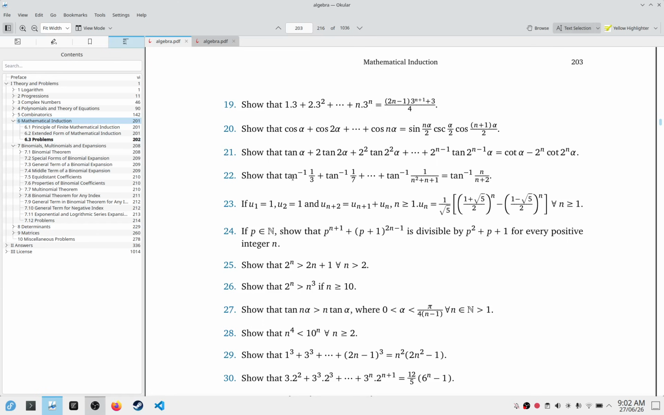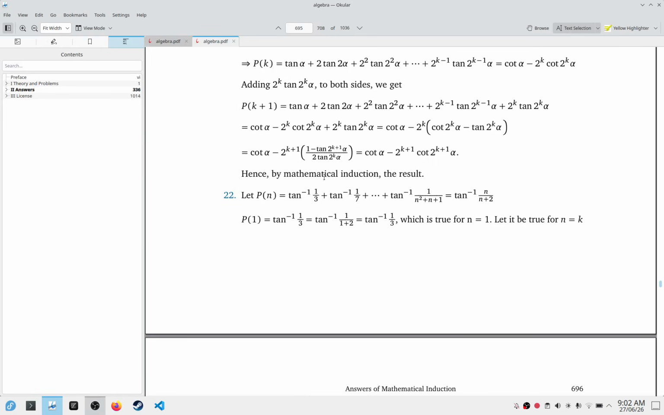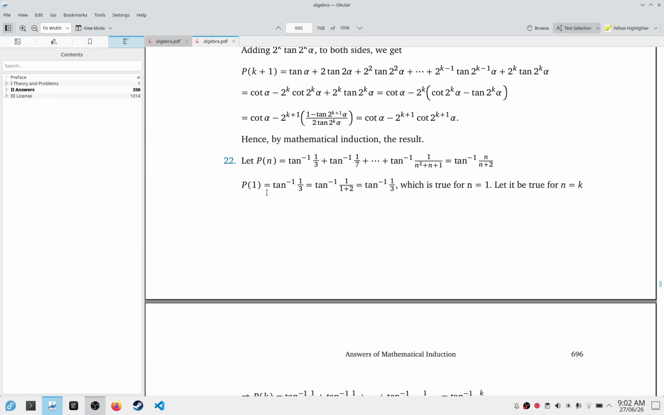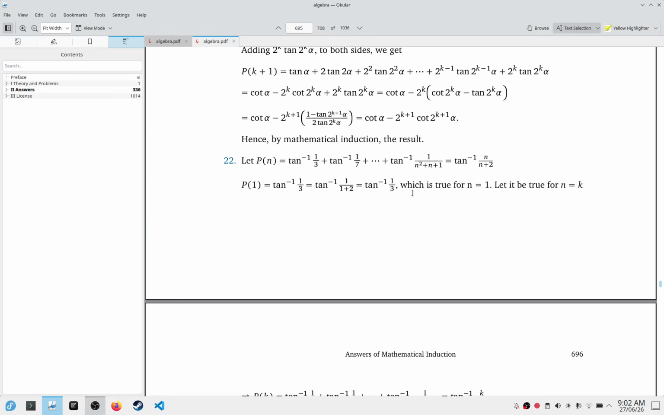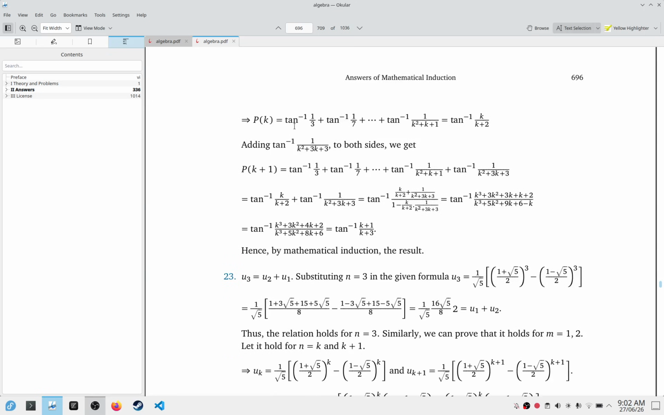Question 22 says: show that tan inverse 1 over 3 plus tan inverse 1 over 7, and so on up to tan inverse 1 over n squared plus n plus 1, is equal to tan inverse n over n plus 2. So we take the expression as Pn and substitute n equal to 1, which gives tan inverse 1 by 3, equal to tan inverse 1 by 1 plus 2. So it is true for n equal to 1. We let it be true for n equal to k, so we have this relationship here.